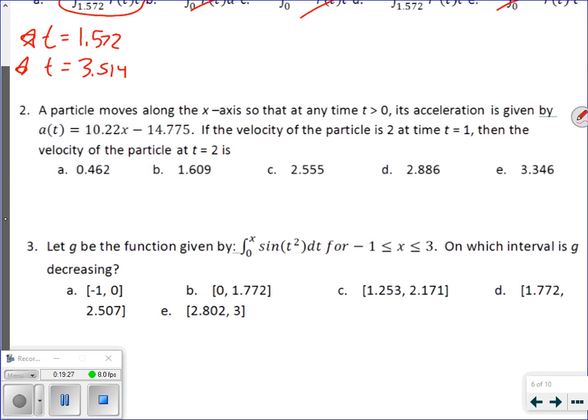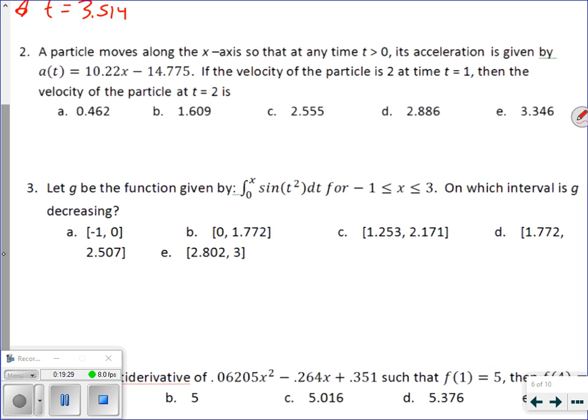And I encourage you to try these other problems before I do it. Pause the video and try them on your own. All right, here number 2 says a particle moves along the x-axis so that at any time t greater than 0, its acceleration is given by this bad boy. If the velocity of the particle is 2 at time equals 1, then what is the velocity of the particle at time equals 2?